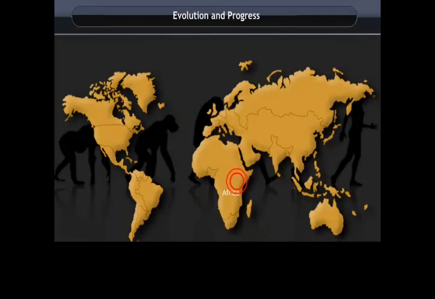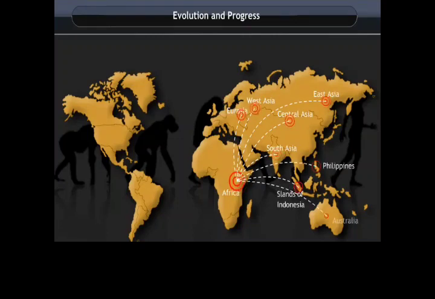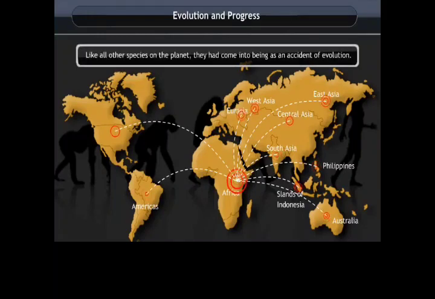The migrants slowly spread across the planet from Africa to West Asia, then to Central Asia, Eurasia, South Asia and East Asia. They traveled down the islands of Indonesia and the Philippines to Australia and then crossed the Bering Land Bridge to the Americas. Like all other species on the planet, they had come into being as an accident of evolution.